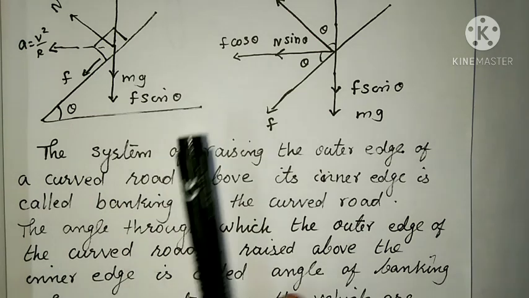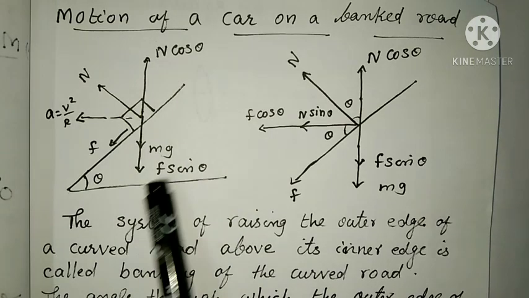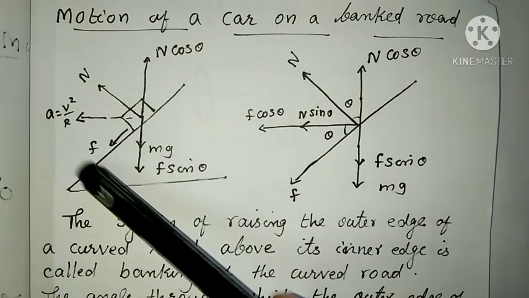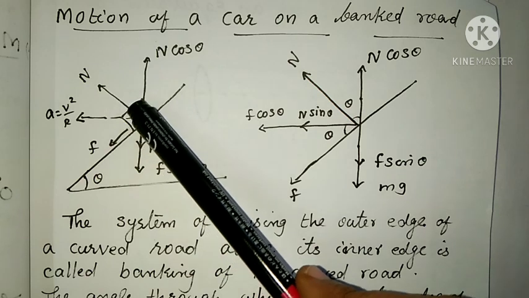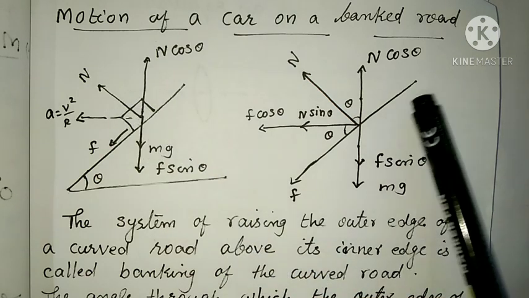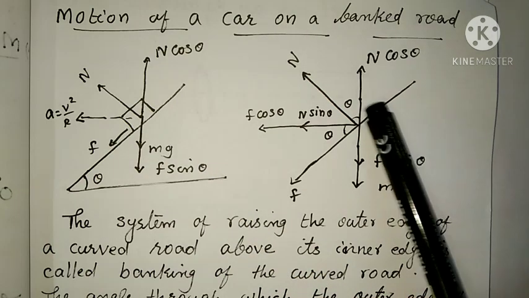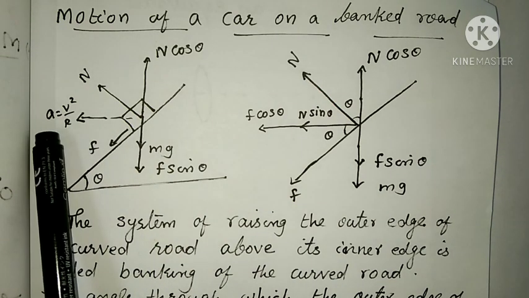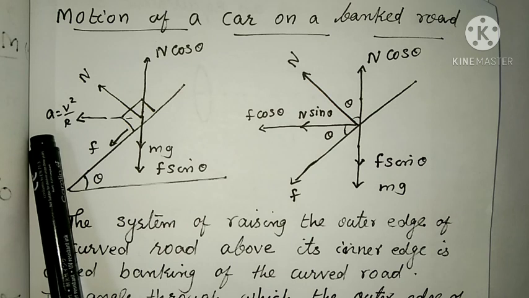Clear? And here is a diagrammatic representation of the forces acting on the car. The forces acting on the car are shown, and a free body diagram is also there. And here also, when the car is moving, there should be a centripetal acceleration and a centripetal force.